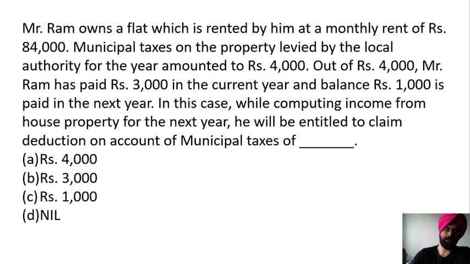Mr. Ram owns a flat which is rented by him at a monthly rent of rupees 84,000. Municipal taxes on the property levied by the local authority for the year amounted to rupees 4,000. Out of 4,000, Mr. Ram has paid rupees 3,000 in the current year, and the balance of rupees 1,000 is paid in the next year. In this case, while computing the income from house property for the next year, he will be entitled to claim deduction on account of municipal tax of rupees 4,000, 3,000, 1,000 or nil. So which one is the correct answer?